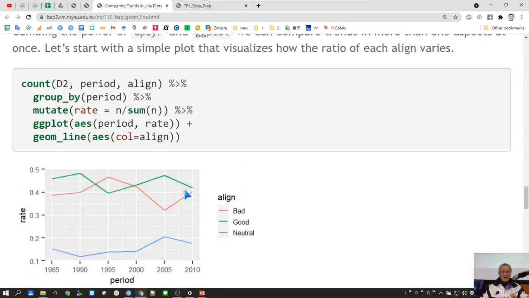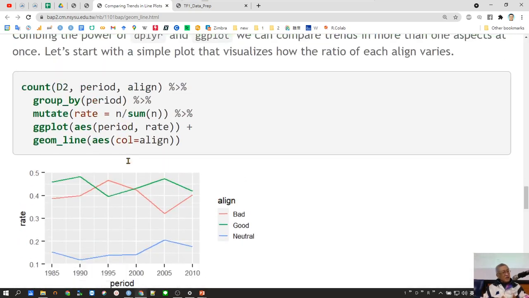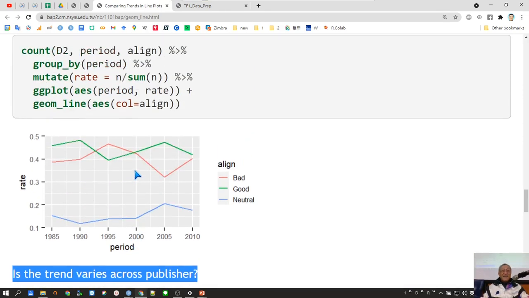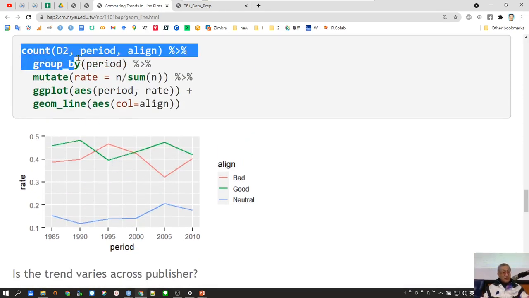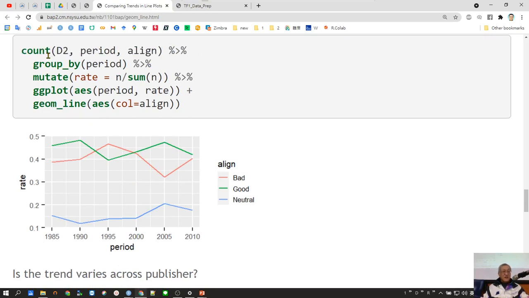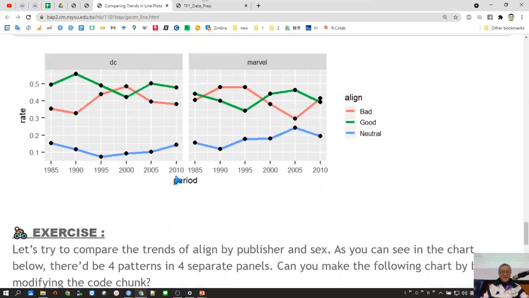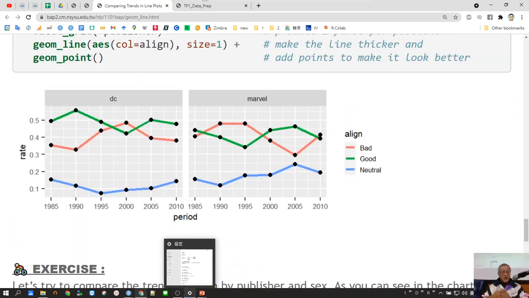So actually I should make this an exercise. You do it by yourself, okay? So as you now can see the power of this dplyr function count, right? If I also want to compare publisher, I actually simply add publisher in the count, isn't it? Right? And then I can make a plot like this. So are their trends the same? Not exactly the same, right? Okay.